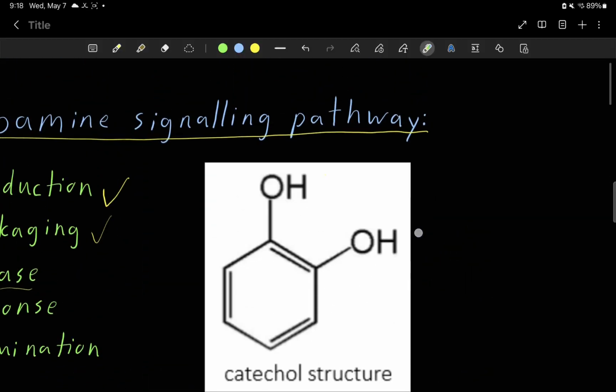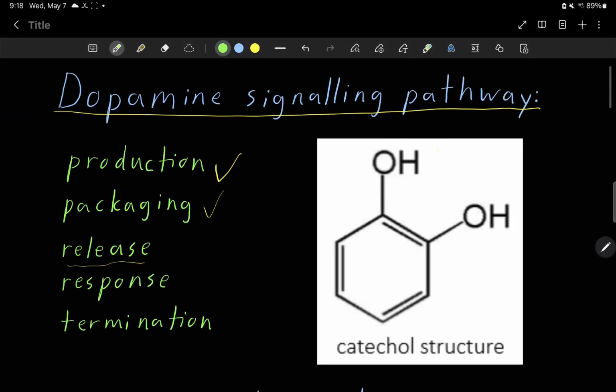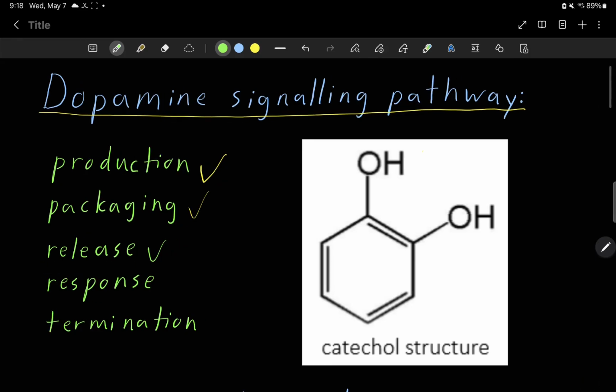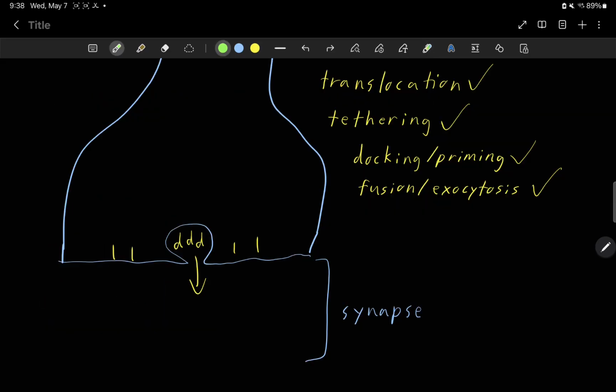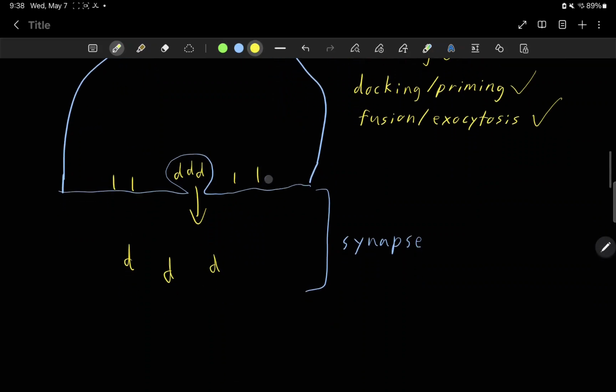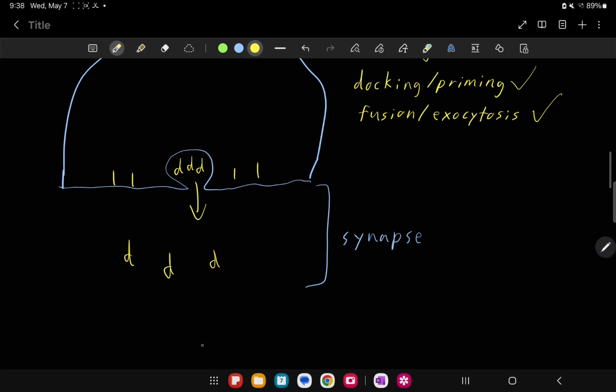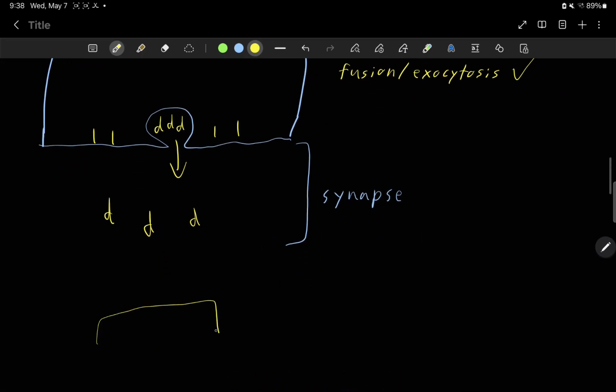But that concludes the release step. We have released dopamine out into our synapse, and now it should be able to go and produce a response. So let's take a look at our next signaling step. So now that the dopamine has been released out into your synapse, this dopamine can now go and bind onto receptors on other cells. And it can go and bind onto these receptors and produce responses inside those cells.